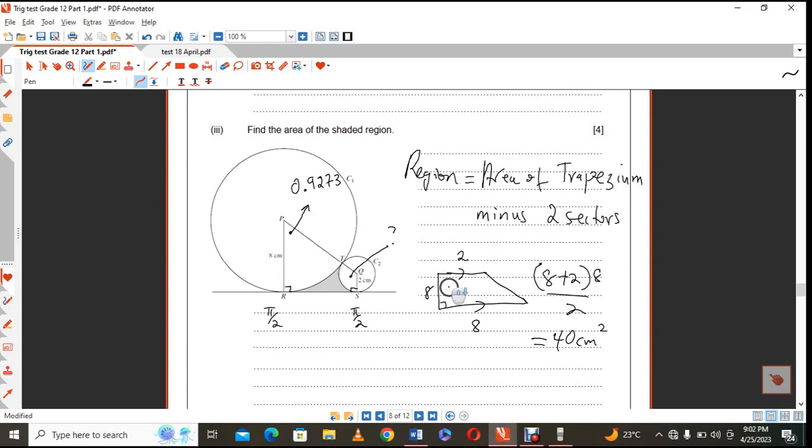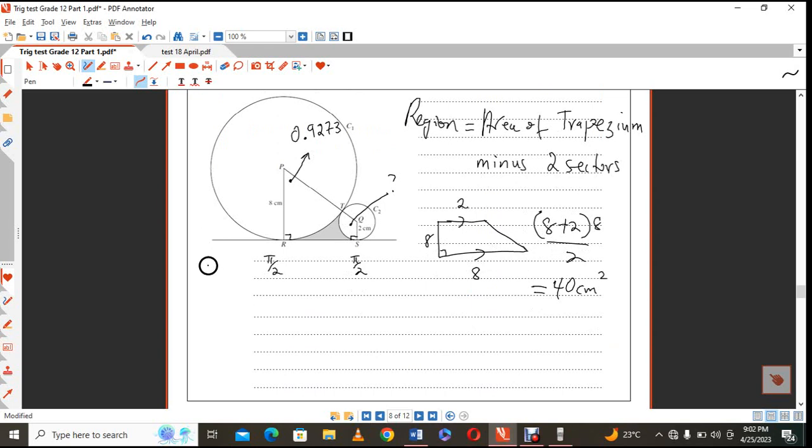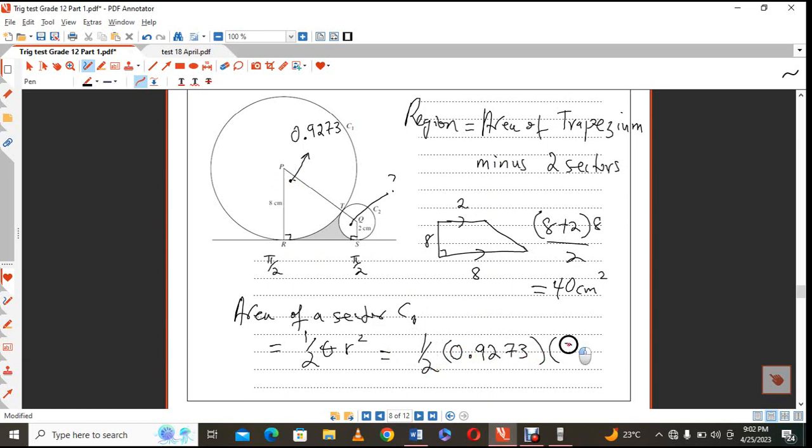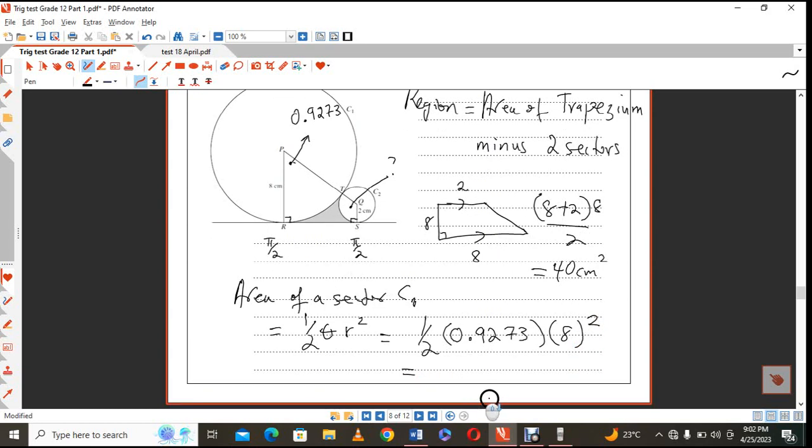Now, also what we know, the area of a sector, the formula, area of a sector is calculated by saying a half times the angle times r squared. So area of sector, so maybe I'll take the first circle. So the first circle is going to be the angle in the first sector, this one here. It's the angle that we calculated, 0.9273, and the radius there was 8 squared. So that's going to give me the area of the first sector. Okay, and I'm going to come back for the area of the second one.